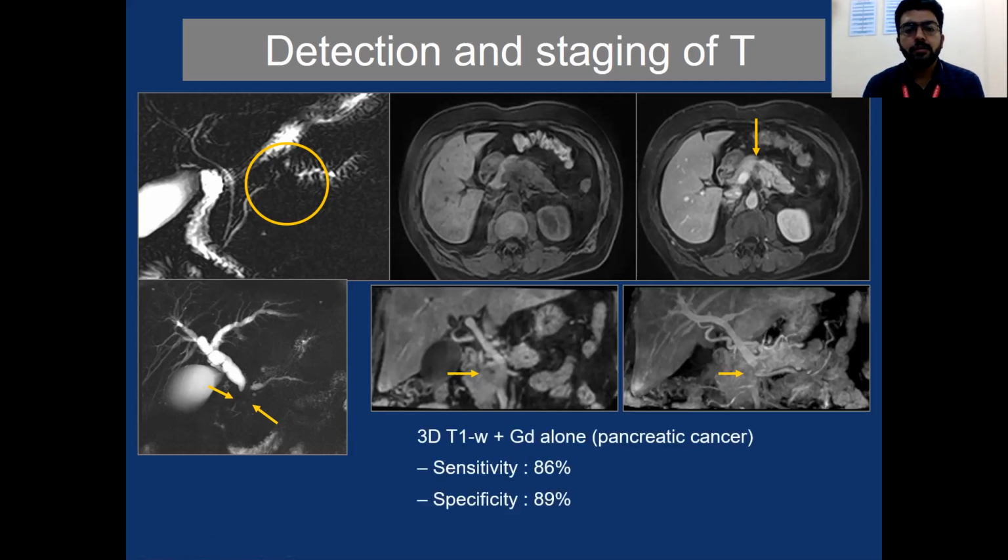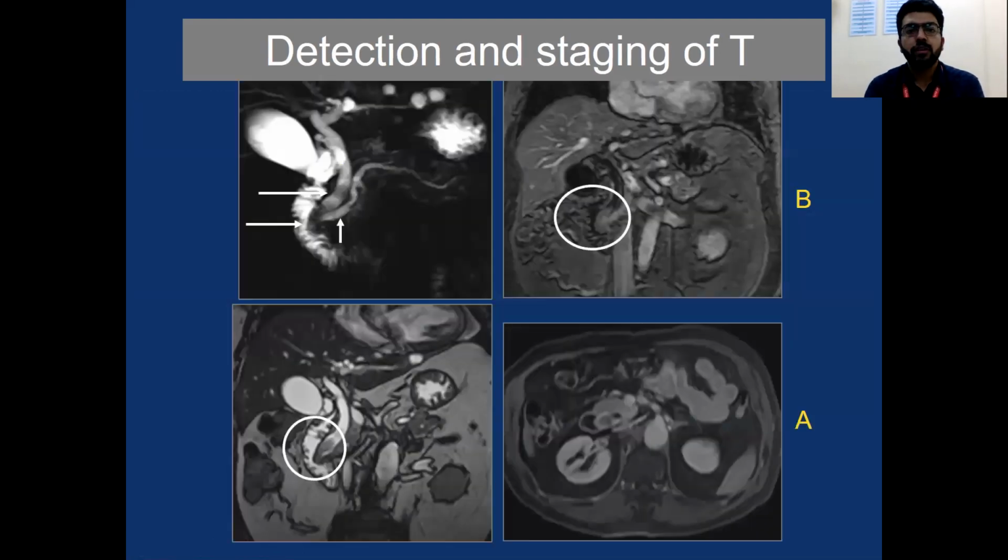So 3D T1 weighted imaging plus gadolinium alone are used in pancreatic cancer. Sensitivity is 86% and specificity is 89% in the detection and staging of tumor.